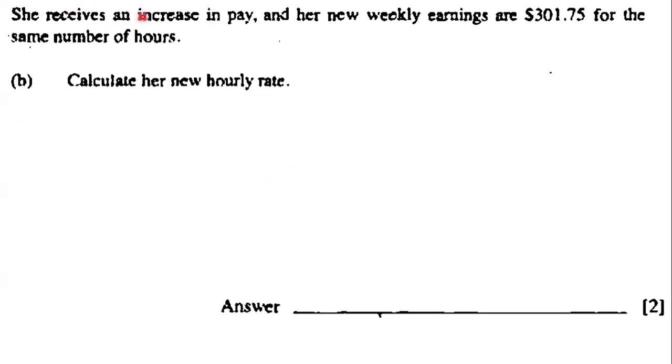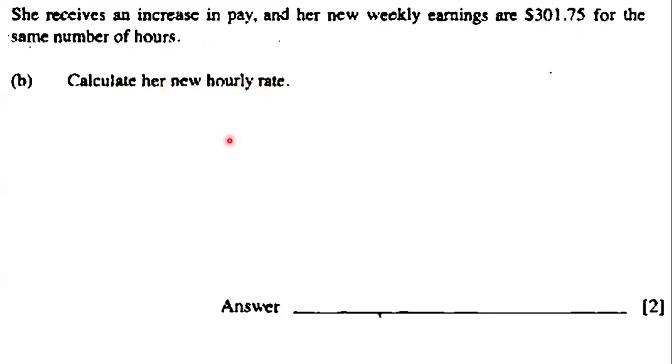Next, the question states she receives an increase in pay, and her new weekly earnings are $301.75 for the same number of hours. So she's working the same number of hours, but she's getting more money. And so the question wants us to determine her new hourly rate.